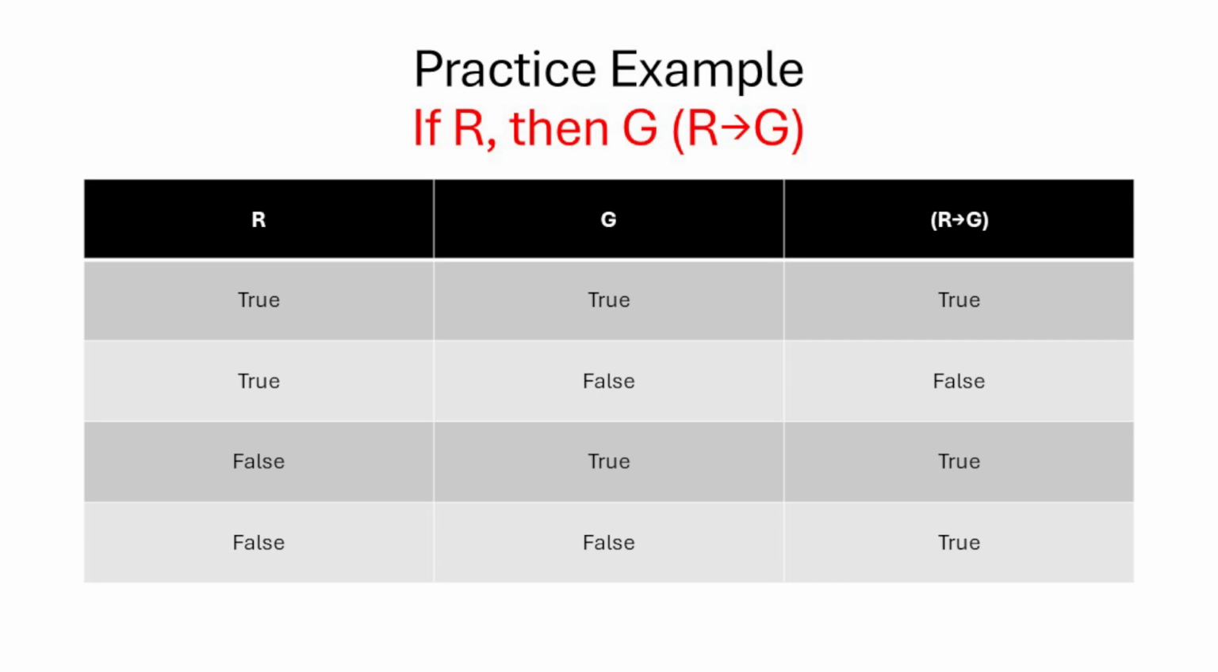When R is false, regardless of G, the statement if R then G is true. In formal logic, a conditional statement with a false antecedent, in this case R, is considered true because it does not contradict the if-then condition. And that's important. So let me say that again. In formal logic, a conditional statement with a false antecedent, which in this case is represented by R, i.e. it's going to rain.